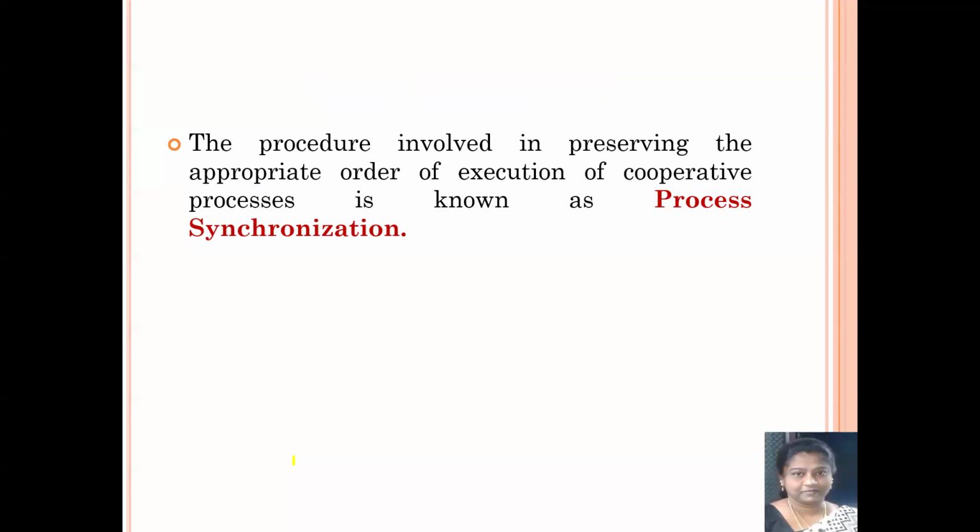The procedure involved in preserving the appropriate order of execution of cooperative processes is known as process synchronization. So what you need to know is, if you want to achieve process synchronization, then the processes must cooperate with each other. Whatever be the number of processes that are going to execute concurrently, they must cooperate with each other, and at the same time, the race condition must be prevented. It should not exist. Then only can process synchronization be achieved.